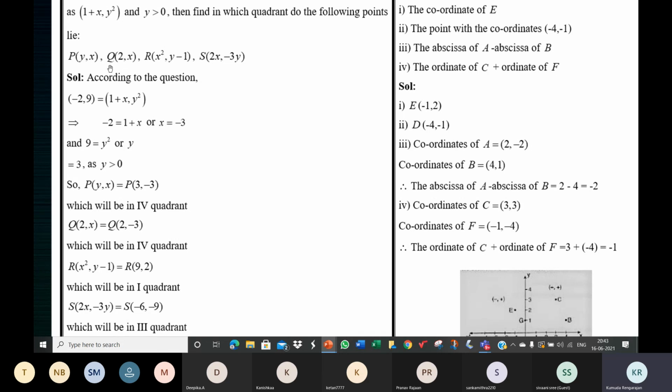Using this, we need to construct these points P, Q, R, and S given by y comma x. So what will be y comma x? P is y comma x. What is the value of y? 3. And x we just found, minus 3. So P is 3 comma minus 3. Q is given by 2 comma x. 2 is 2, comma x, which is minus 3. So the address of Q will be 2 comma minus 3.